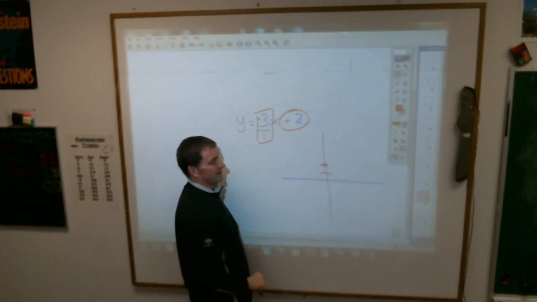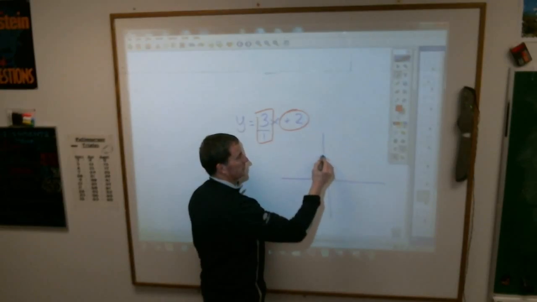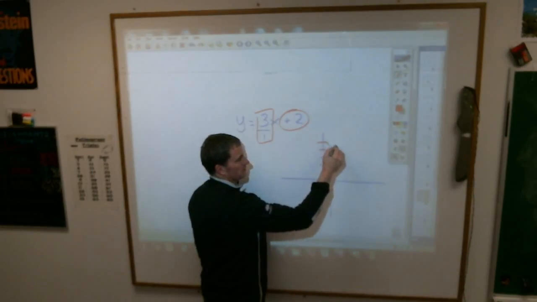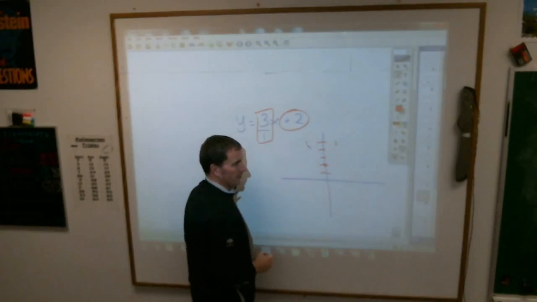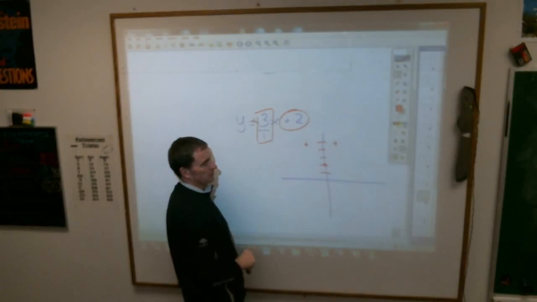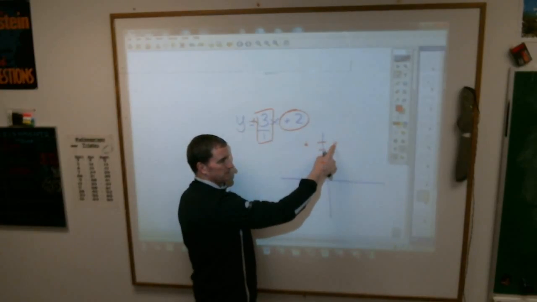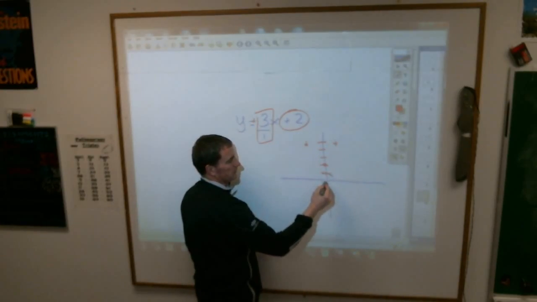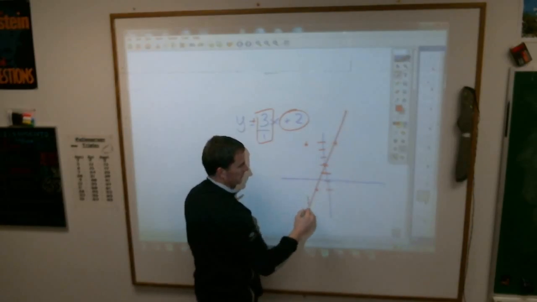You can go up or down, it doesn't matter. Up 3, 1, 2, 3. It's either going to go over 1 that way or over 1 that way. Which dot is going to give you a positive slope would have to be this one. And you can go down 3, down 1, down 2, down 3 over 1. You're still going to get this same line.